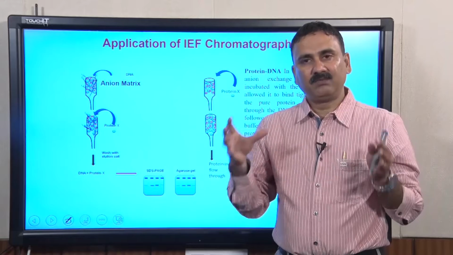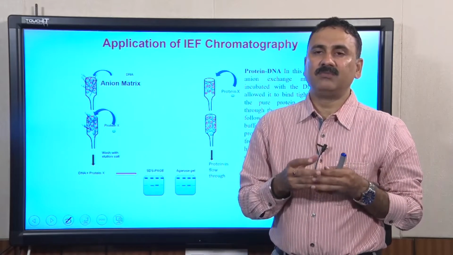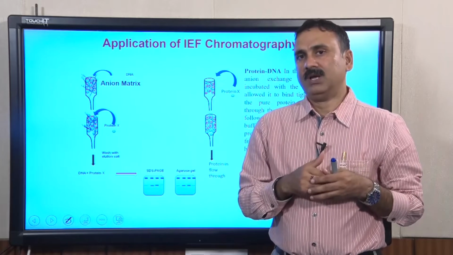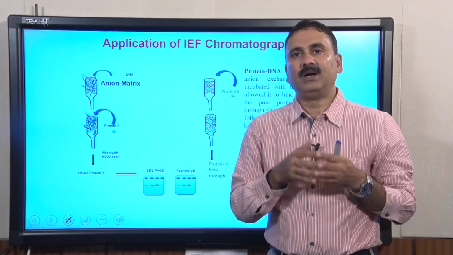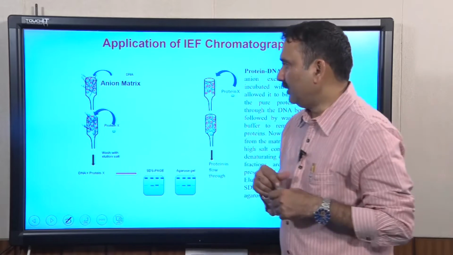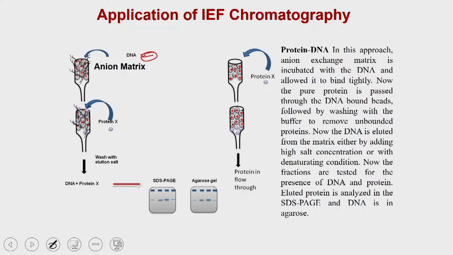So, if you have this particular type of criteria, you would be able to study the interaction between these two biomolecules. Let us take an example of how you can study the interaction between a DNA and protein. In this kind of application, you know that the DNA is negatively charged. So, for a negatively charged DNA, you are going to use the anion exchange chromatography, which means you are going to use the anion matrix, and the anion matrix is going to be positively charged. So, it will very readily bind the DNA.